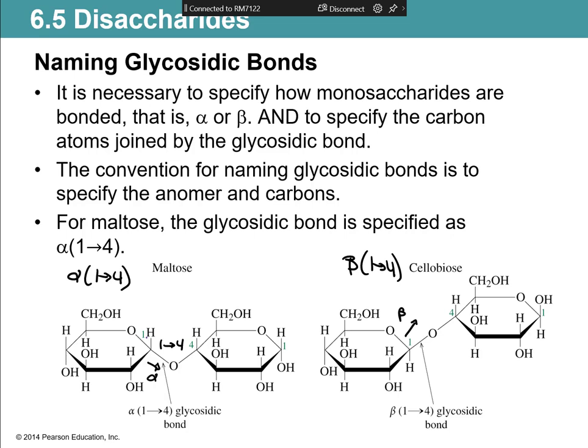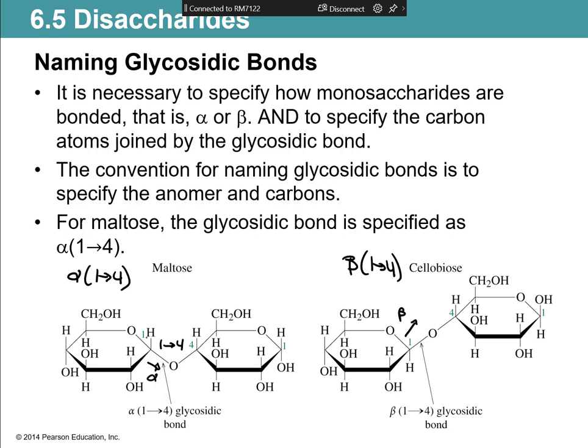So looking at this one's a beta because it's sticking up. And so when it forms a glycosidic bond, that means that the bond is always going to angle upward. If this was on this, where this hydrogen is, that would be in the alpha position. So it would always be pointing down when it forms a link.